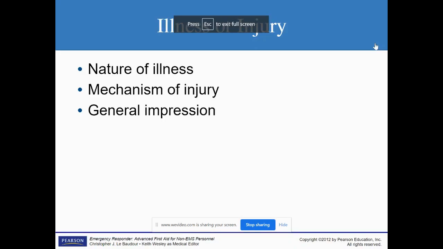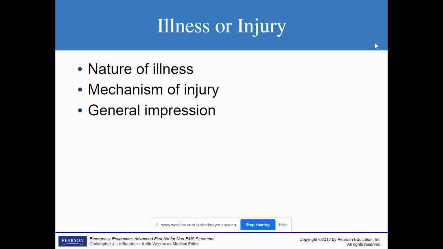All the people you respond to care for could be categorized as either being ill or injured. The nature of the illness refers to the general cause of the complaint. Examples could be difficulty breathing, chest pain, or dizziness. Mechanism of injury is a term used to describe the general cause of the person's injuries. Examples could be being hit by a wave, collision with a surfboard, a fall from a height, or a twisted ankle.